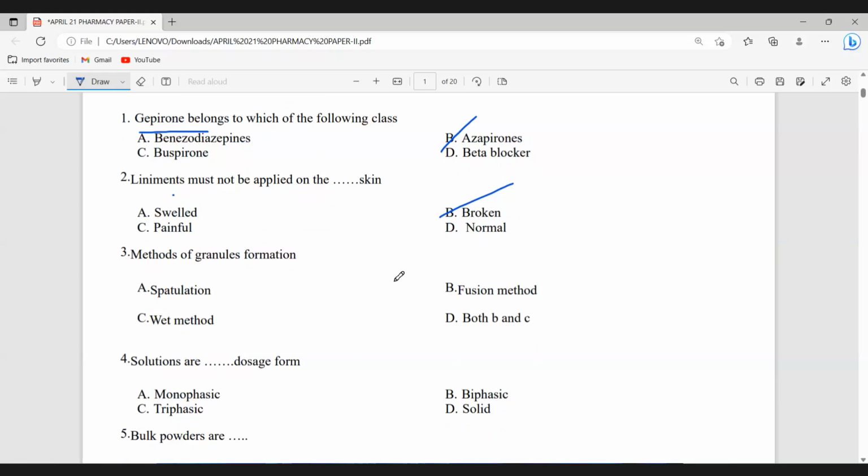Then coming on to the third question, methods of granulation. It is a direct question, that is fusion method and wet granulation method. But this fusion method and wet granulation method both are the same. Wet granulation method, other name is fusion method. This method is used for preparation of effervescent granules.